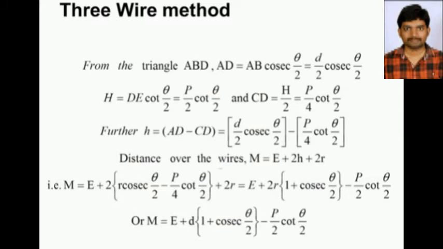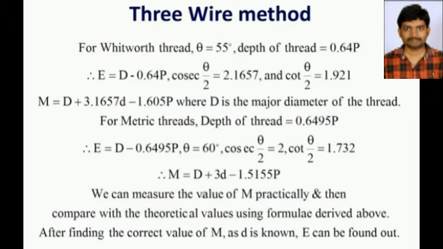Now for metric threads, the depth of thread, that means capital H, is equal to 0.6495 into P, and then the effective diameter is equal to D minus 0.6495 into P. So we can measure the value of M practically by using the micrometer or floating carriage micrometer, and then we can calculate E, the effective diameter.